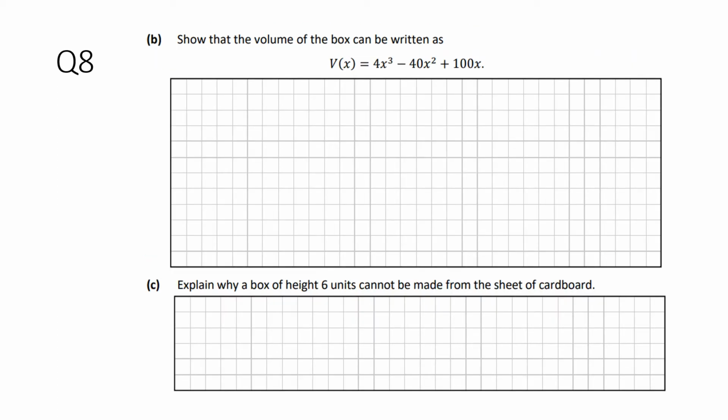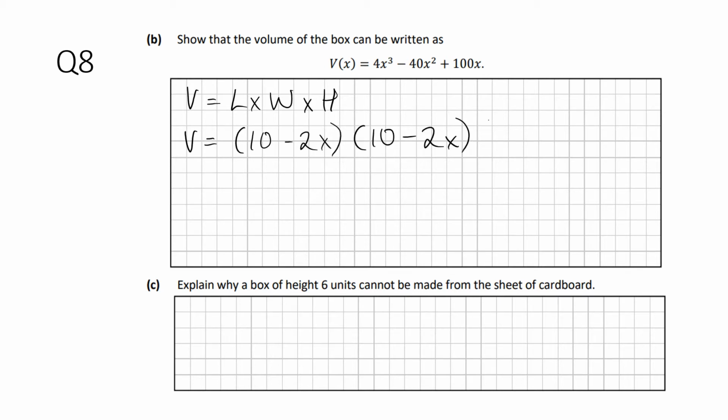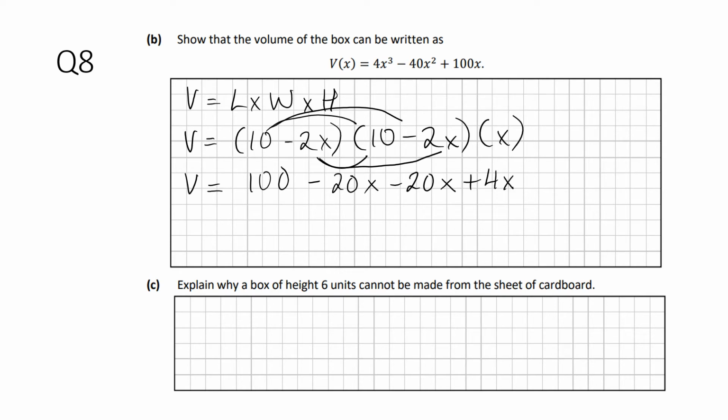For part B then, they're asking you to show that the volume of the box is 4x cubed minus 40x squared plus 100x. So we knew that the volume is length by width by height. So we can sub that in. So the length was 10 minus 2x, and the width was 10 minus 2x, and the height was x. So if we start off by multiplying the first two brackets, so 10 by 10 is 100, 10 by minus 2x is minus 20x, minus 2x by 10 is minus 20x, and then minus 2x by minus 2x is plus 4x squared.